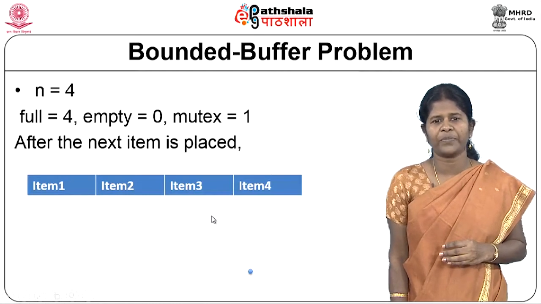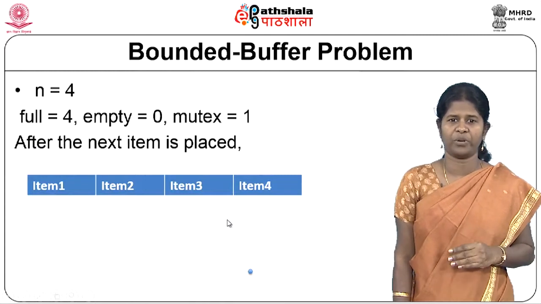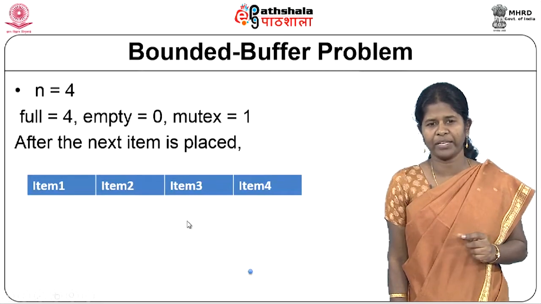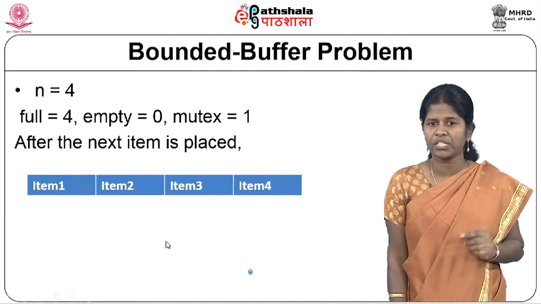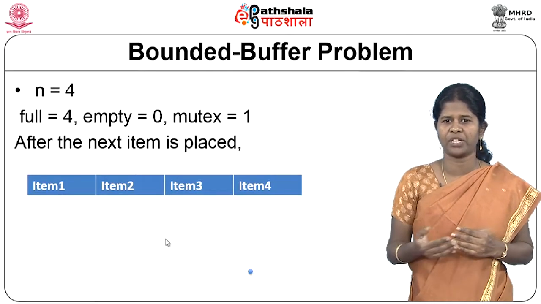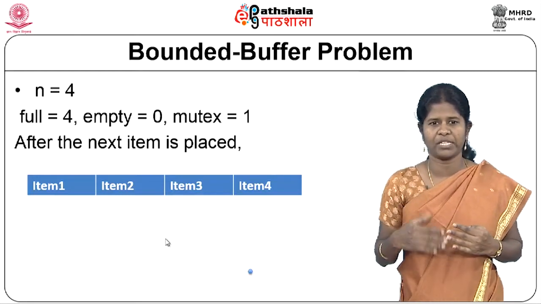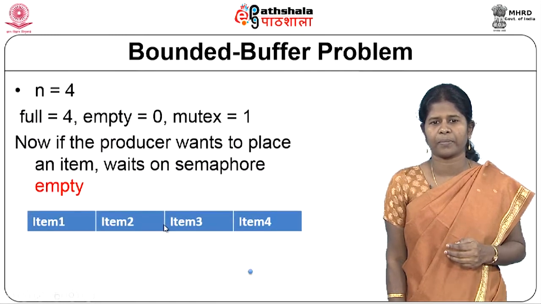The producer has to wait on empty, then wait on mutex, then place an item. If it tries to execute wait of empty, it will find that the value of empty is 0. So the producer will wait on the semaphore empty. Unless the value of empty is incremented, this producer cannot continue. It will keep on waiting on semaphore empty. So we see that the producer waits on semaphore empty.